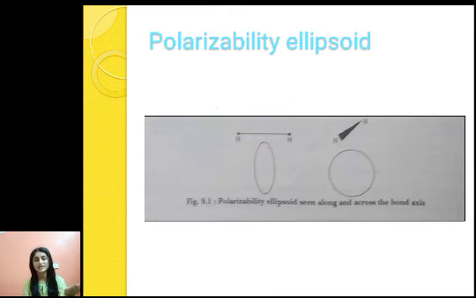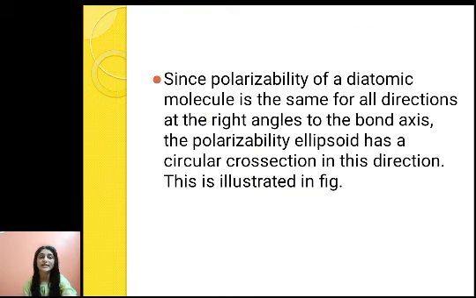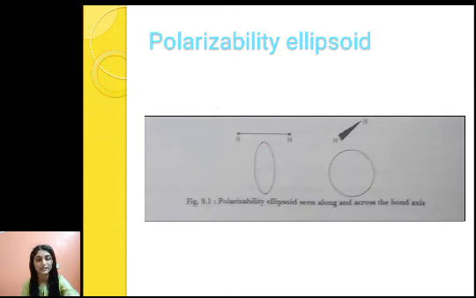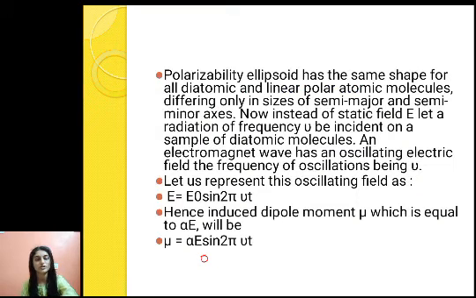Now, if you take the cross section of the polarizability ellipsoid, you will get a circle. Why? Because the polarizability of a diatomic molecule is the same for all directions at right angles to the bond axis. That is how the polarizability ellipsoid has a circular cross section in this direction. This polarizability ellipsoid has the same shape for all diatomic linear molecules, differing only in the sizes of the semi-major and semi-minor axes.